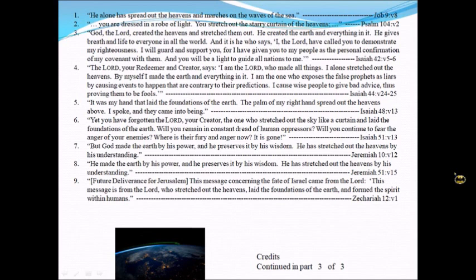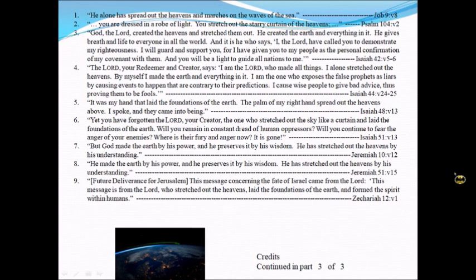Will you remain in constant dread of human oppressors? Will you continue to fear the anger of your enemies? Where is their fury and anger? It is gone. Isaiah 51 verse 13. But God made the earth by his power, and he preserves it by his wisdom. He has stretched out the heavens by his understanding.